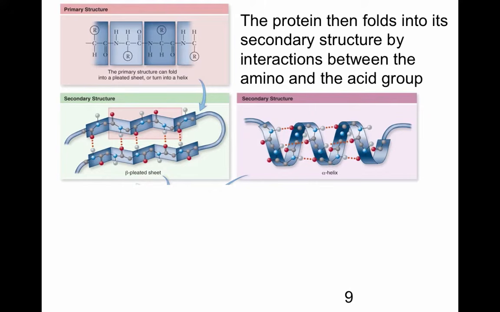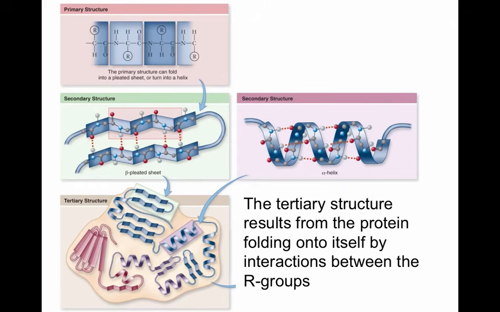So these are the two main secondary structures that proteins form. And these secondary structures are formed by interactions between the amino group of one amino acid and the acid group of another one, forming hydrogen bonds. So hydrogen bonds are what is holding together the secondary structure of a protein. After the secondary structure is folded, the most complex form of the protein folding is the tertiary structure.